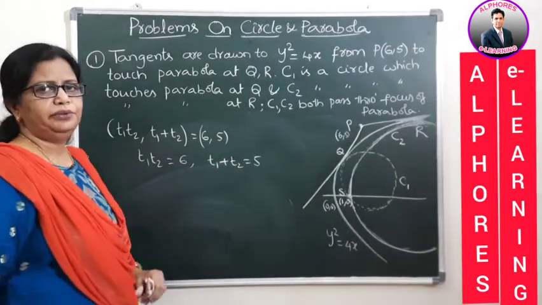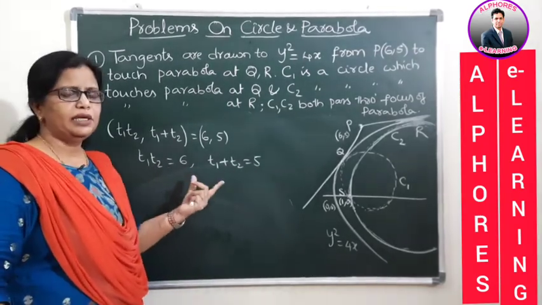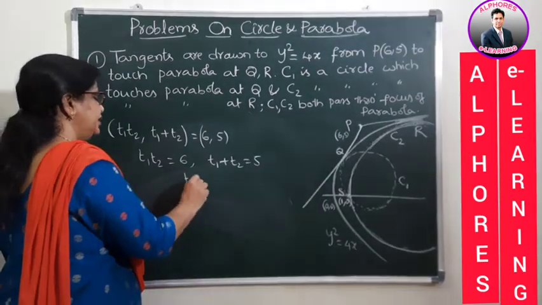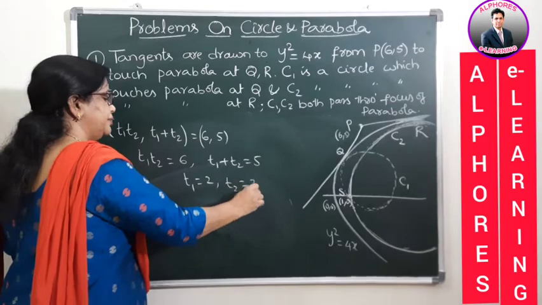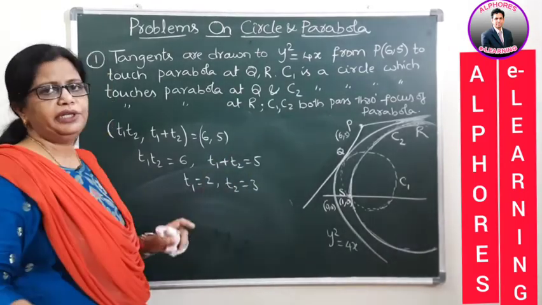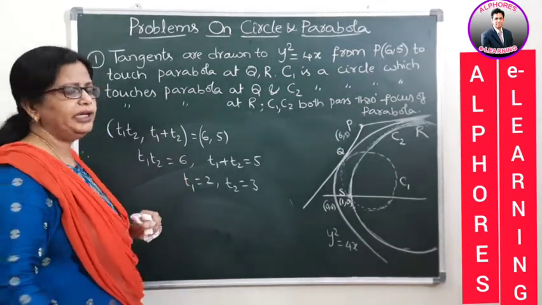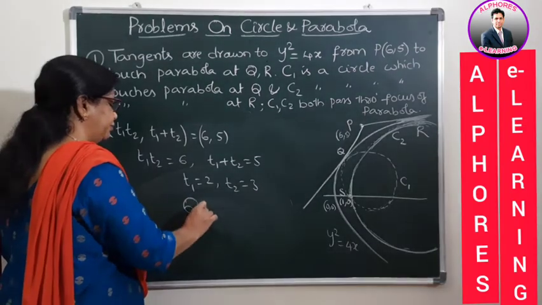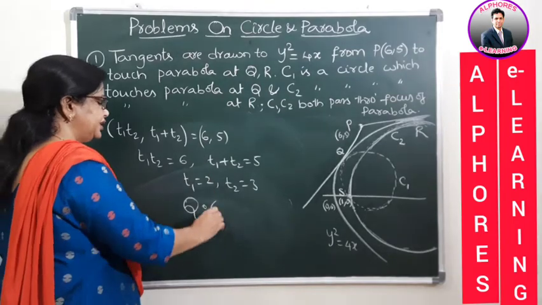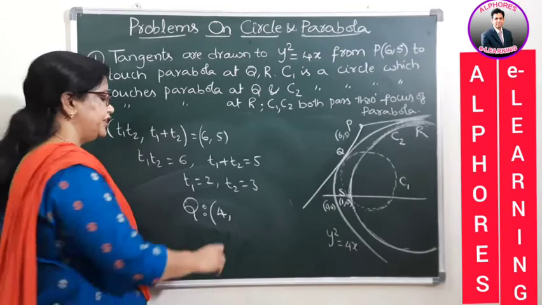Clearly you know, students, the sum of two values is 5 and the product is 6, so obviously those two are nothing but 2 and 3. So I am taking t1 as 2 and t2 equal to 3, or you can consider t1 as 3 and t2 equal to 2. Anyway, we can make use. Now, once you got this, I am taking the points. What are the points here? Q is (a t1 square, 2a t1), which is 4 comma, and 2a t1 is again 4.